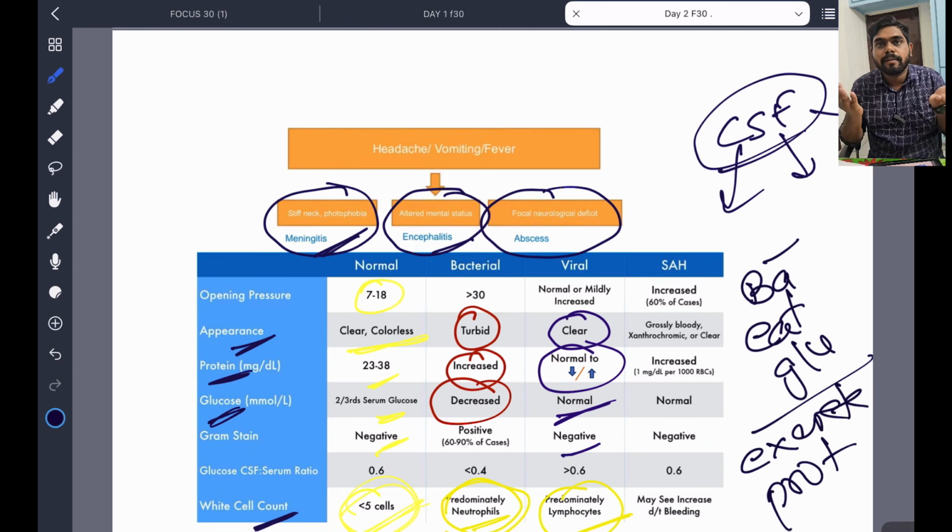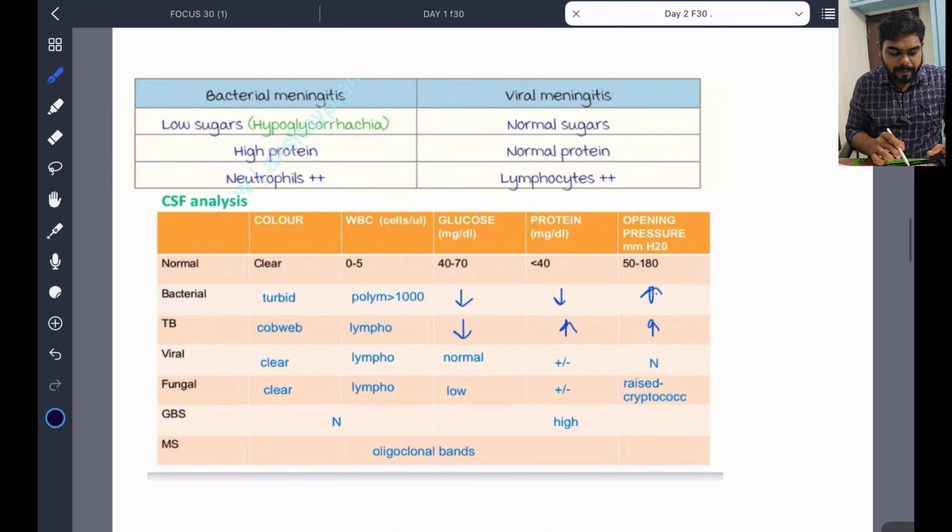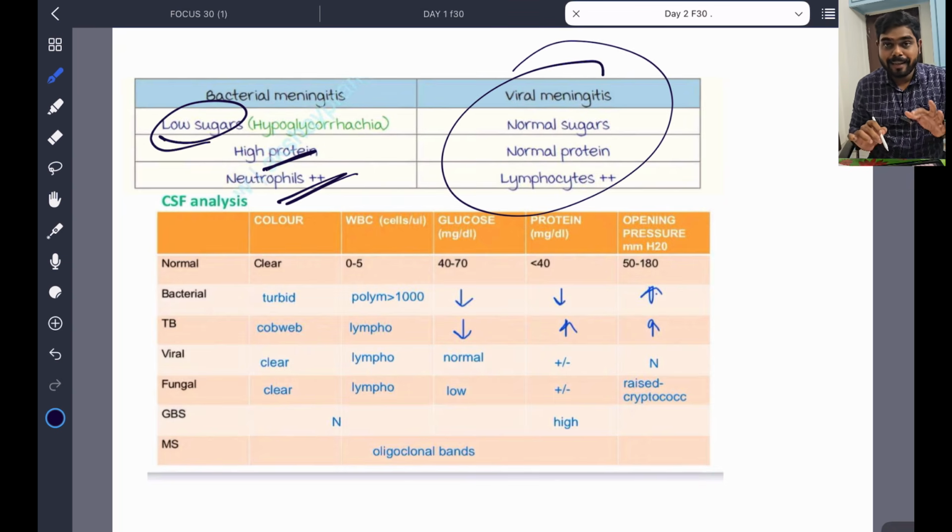So in CSF what happens? Glucose level comes down, protein level increases. Clear? And in bacterial meningitis, polymorphs, neutrophils are the cell count which is increased. But in viral, almost the same, normal values of glucose and protein, and there are predominantly lymphocytes. Now we'll go to the other parts. So bacterial meningitis: low sugar, high protein, excess neutrophils. And in viral meningitis you can see predominantly lymphocytes.